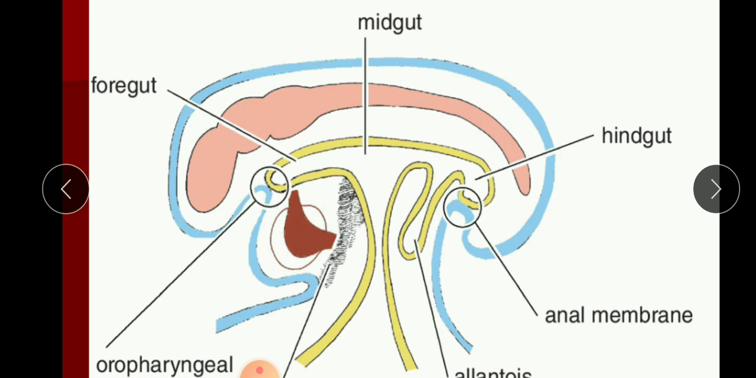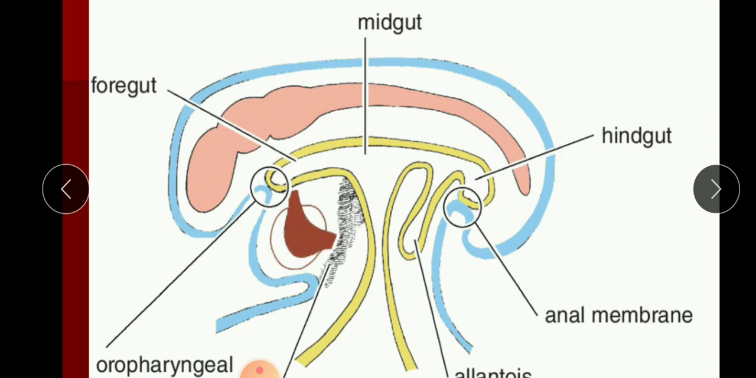Only that epithelial lining will be derived from the endoderm, and all the rest, the muscle coat and the connective tissue which surrounds it, will be developed from your splanchnopleuric mesoderm. That thing should be in your mind always. Only that epithelial lining of the GIT is derived from this endoderm. The surrounding muscle layer is derived from the splanchnopleuric mesoderm.